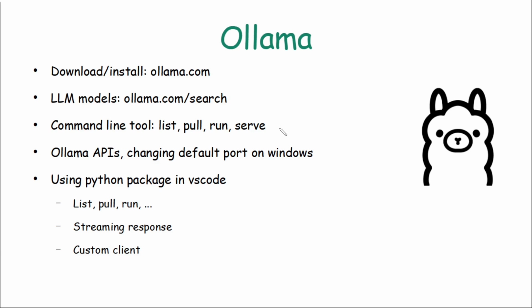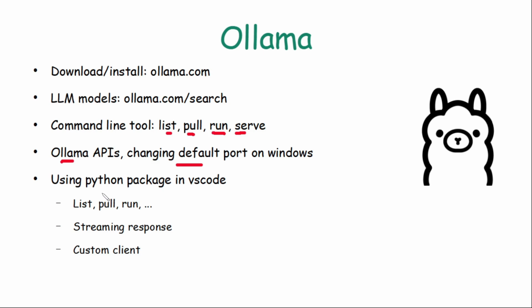Then we will go through the command line tool for Ollama and we will see how we list available models, how we can pull a new model, how we can run, and how we can use Ollama to serve other applications by running a local server which can be accessed over HTTP using a REST API. And I will show some examples of this API and how we can also change the default port of Ollama.